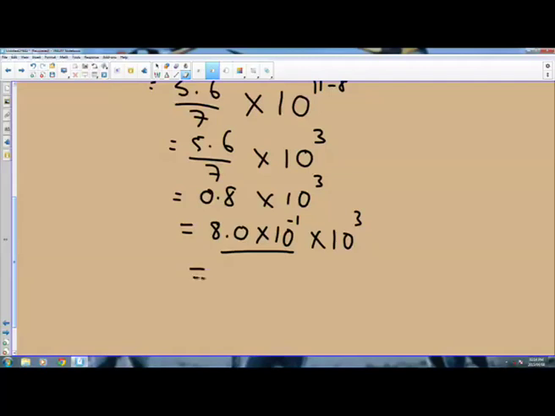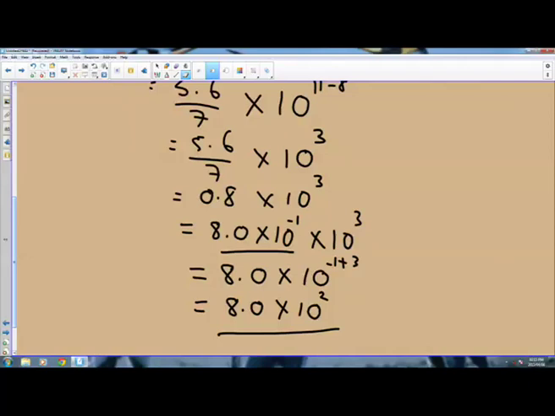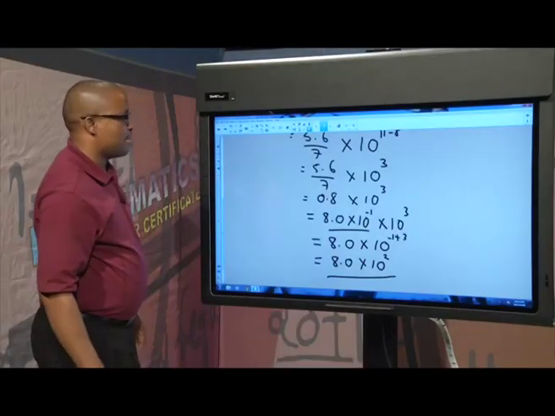This simplifies to 8.0 times 10 to the power minus 1 plus 3. We add the powers. The bases are the same, 10 to the power negative 1 times 10 to the power 3. So the bases are the same. What we simply need to do is to add the powers. This will be 8.0 times 10 to the power minus 1 plus 3, which is 2. So this is the answer, 8.0 times 10 to the power 2. This is how we divide numbers in standard form.